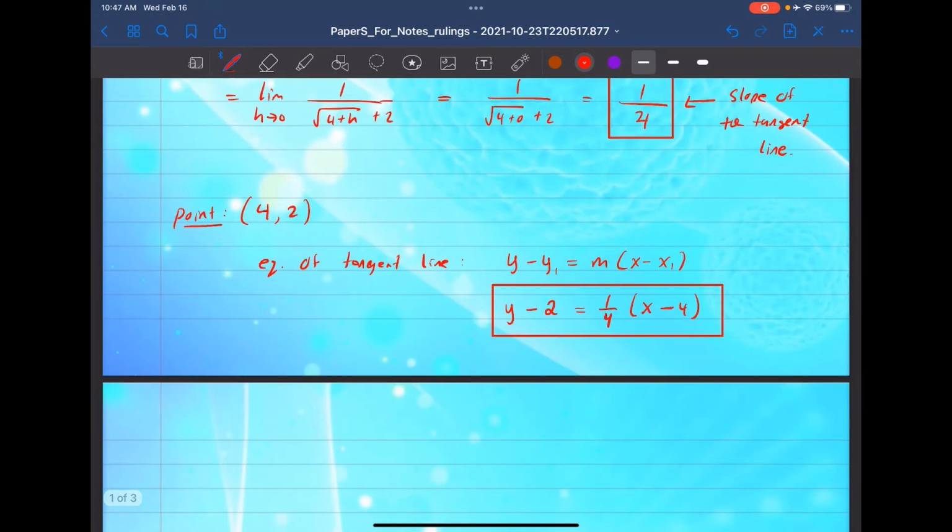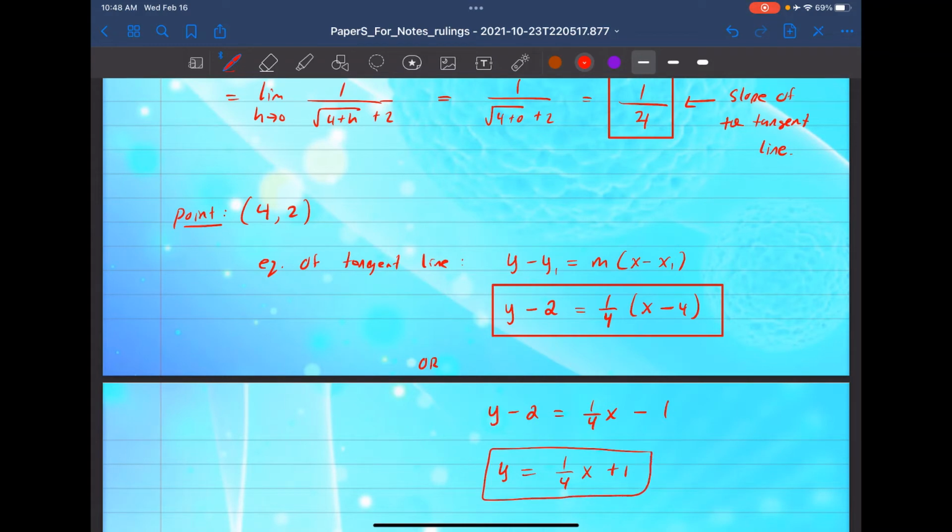And then if you want, you can also do the slope intercept form by simply solving for y. So you have y minus 2 is equal to, distribute the 1/4. So that's 1/4 x minus 1. And add 2 to both sides. You will have y is equal to 1/4 x plus 1.